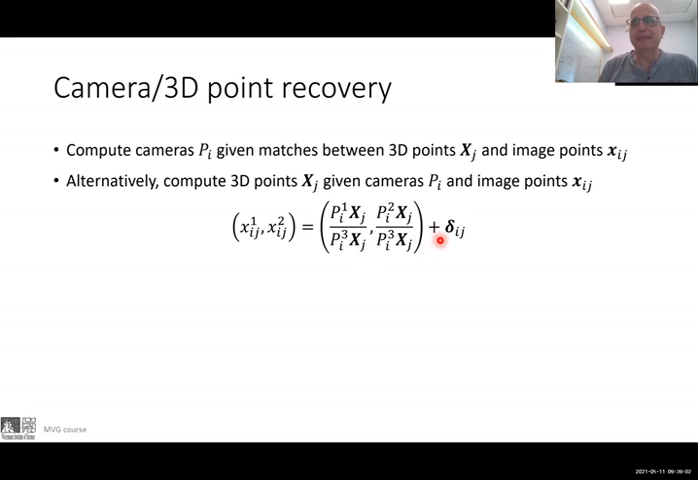And we have some noise, delta ij. You can see that the role of Pi and Xj is the same in this equation. So this is why we get these two problems that should have essentially the same kind of solution. Either we want to find Pi or Xj when the other one is known, and in any case, the measurements include the small xij, which are also known.